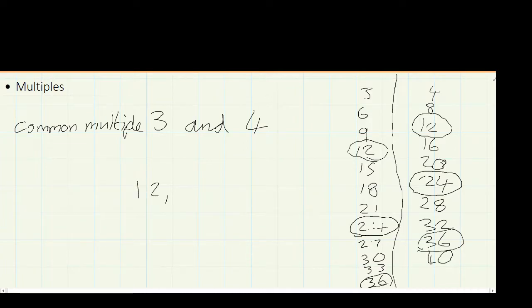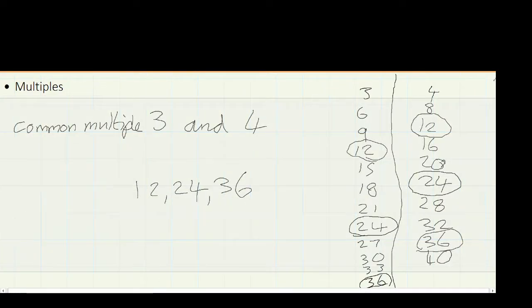But sometimes they just might ask you to go up to maybe 40. Make sure you read the instructions carefully, and it will tell you exactly what to do. So the common multiples of 3 and 4 are 12, 24, and 36.